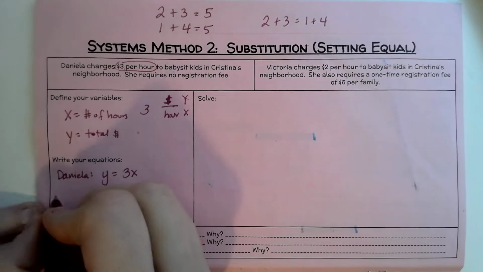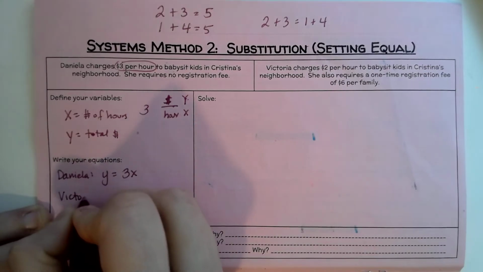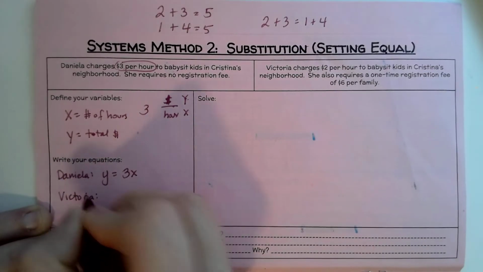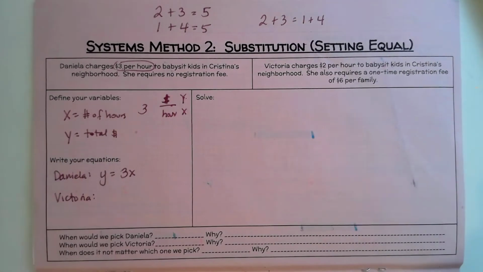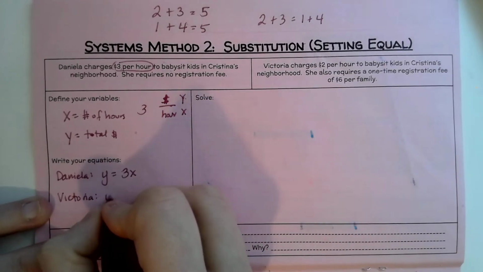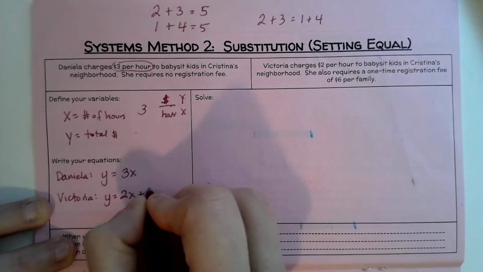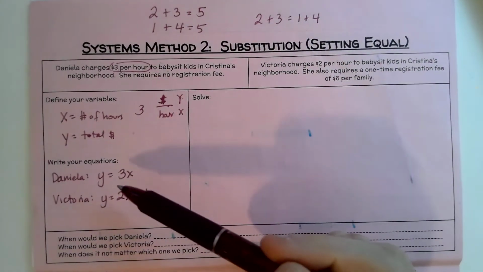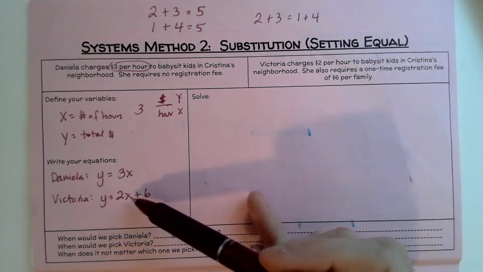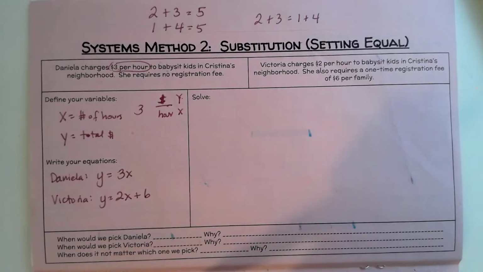Take a moment and find Victoria's equation. Okay, for Victoria, I got y equals 2x plus 6, because she's got that 2 per hour plus $6 fee.